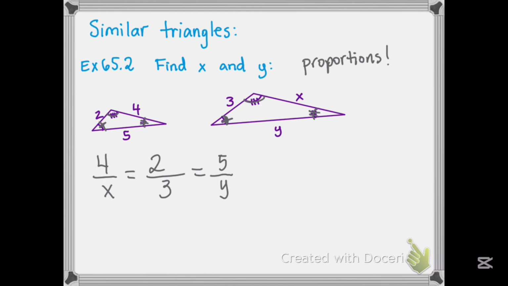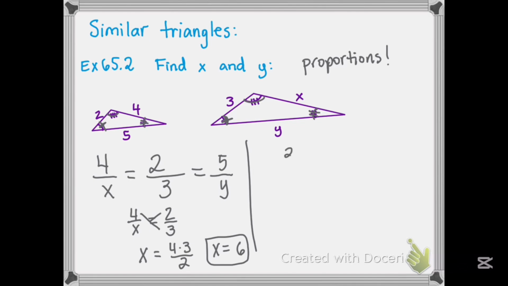Now we're going to use the 2/3 to simplify both of them. So we'll first start with 4/x equals 2/3. It is 4 times 3 divided by 2. Remember, 4 times 3 divided by 2. And if we simplify that, that's going to be 6.